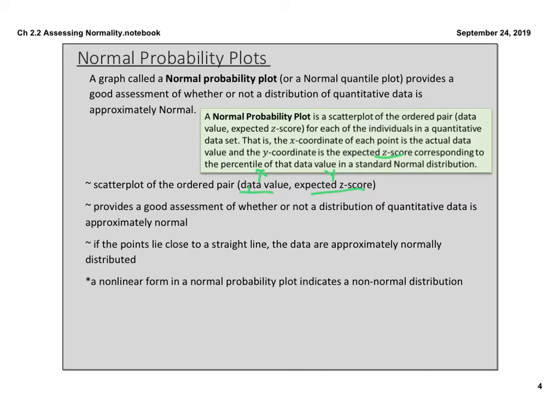It provides a good estimate of whether or not distribution of quantitative data is normal. If the points lie in a straight line, then the data are approximately normal. That's the key. What you're looking for is points to be approximately in a straight line. Okay? A nonlinear form indicates that it might be non-normal for the distribution.